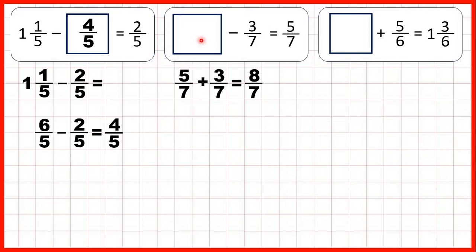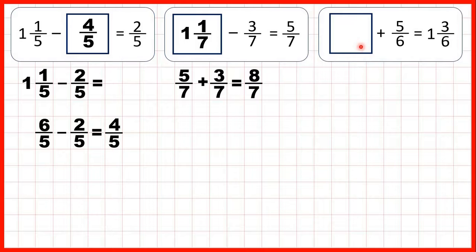But we can turn that back into a mixed number by dividing. 8 divided by 7 is 1 remainder 1. So our fraction is 1 and 1/7, because 1 times 7 is 7, plus 1 is 8, and the denominator stays the same.